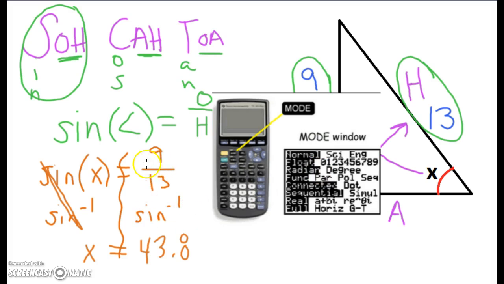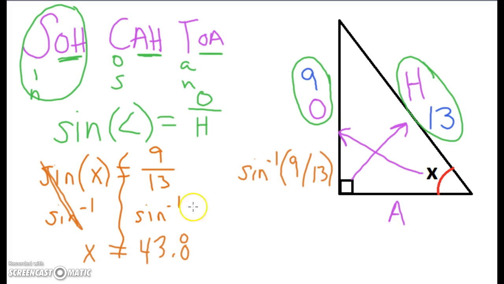That way you know that your calculator is in degree mode. And then you can just type this exact same thing in again, sine inverse of 9/13, and when you do, you'll get your answer in degree mode. So x is 43.8 degrees. Let's look at one more really quickly.